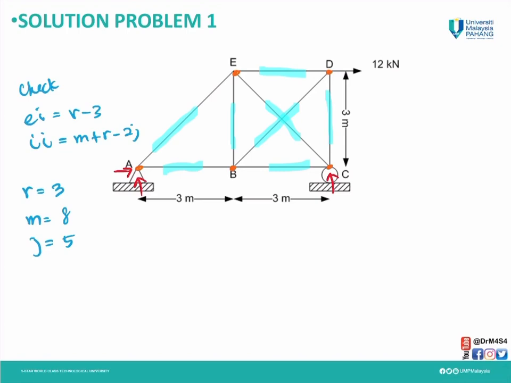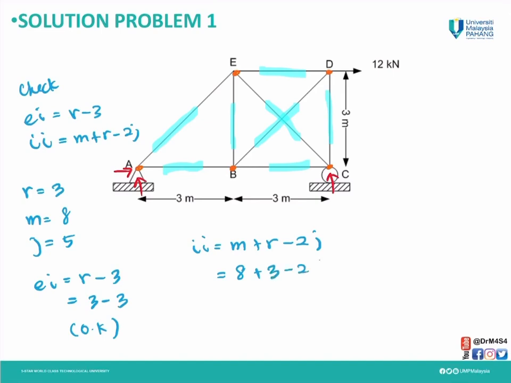So we check the value for EI, externally indeterminate: R minus 3 equals 3 minus 3. Therefore, externally okay. Then we check for internally indeterminate, M plus R minus 2J. Our M is 8, reaction is 3, minus 2J, and joint is 5. Then we have 1. Therefore, we have 1 redundant internal.